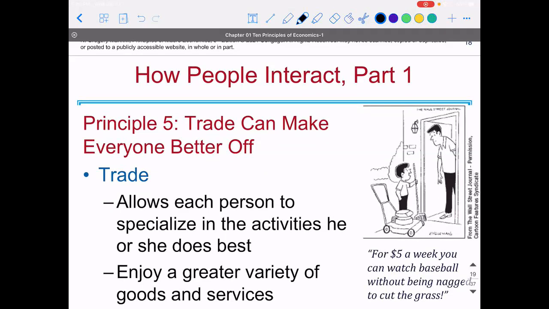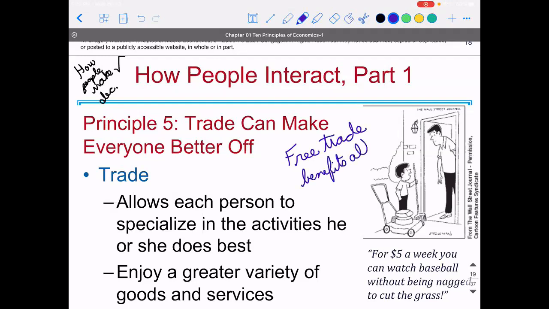Okay, now let's talk about the second part, how people interact. So already at this point, we've done how people make decisions. We've done that part. So now we're dealing with the second part, how people interact. And there are 3 principles under this. So let's start first with principle 5. There's this general belief that economists have, and that general belief is that free trade benefits all.